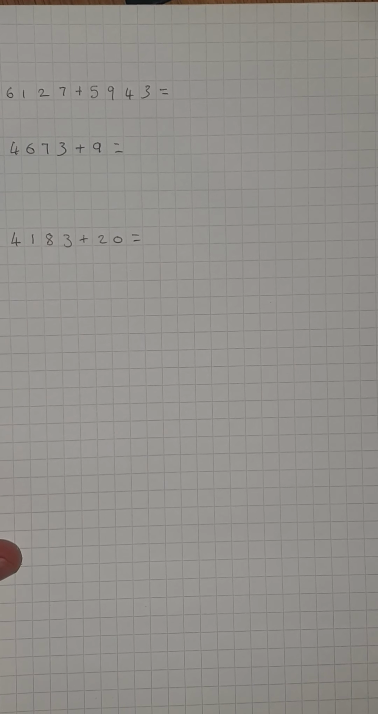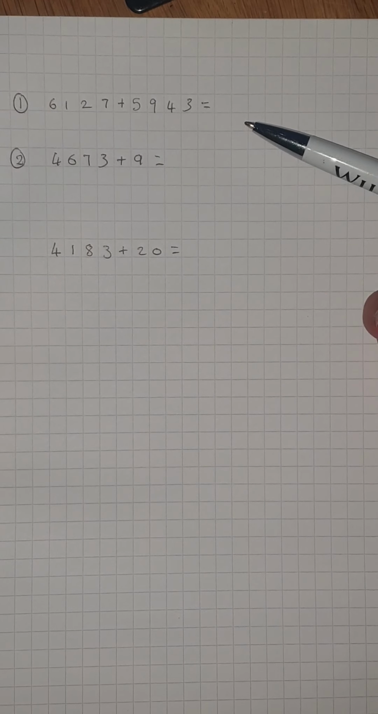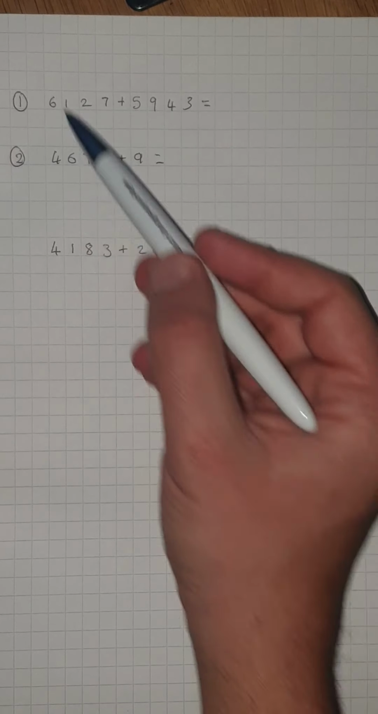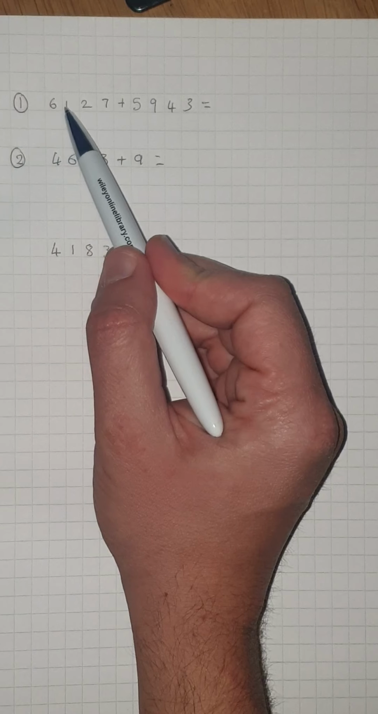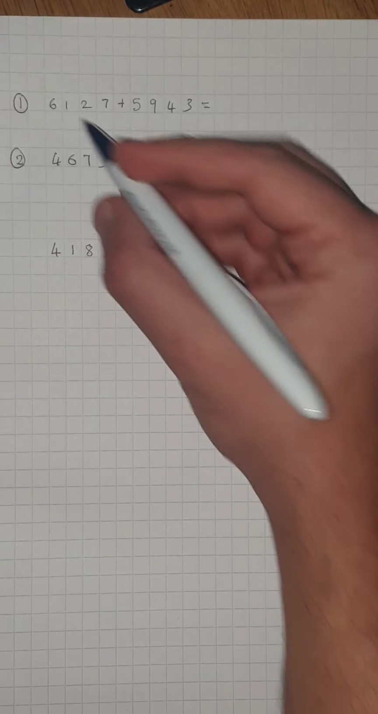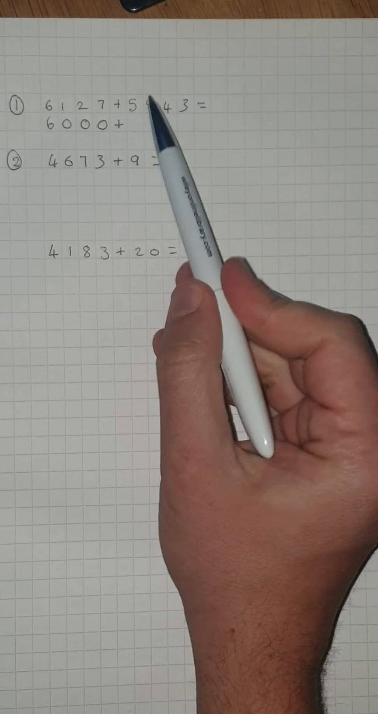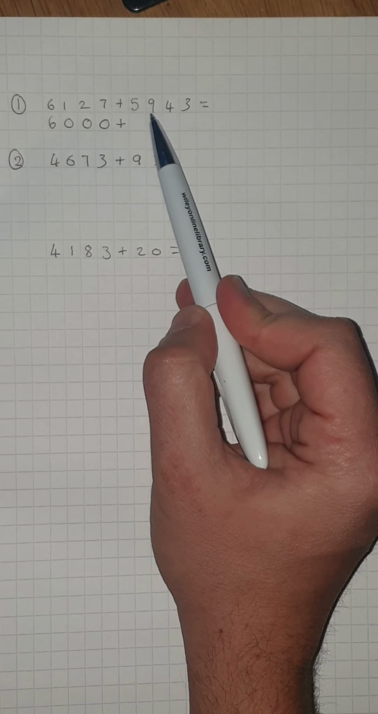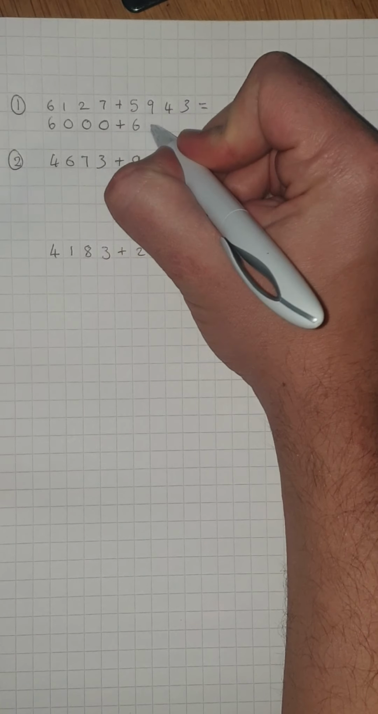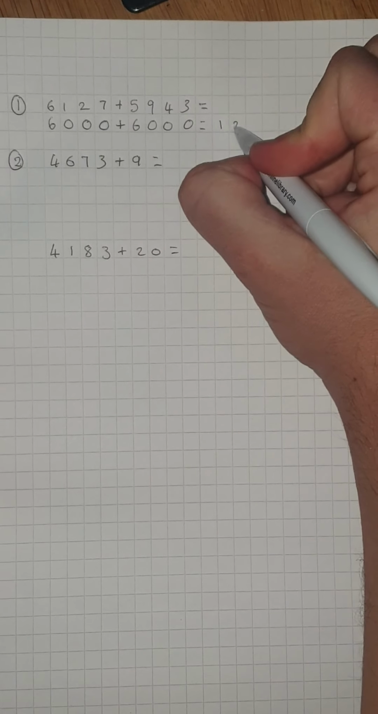So first example I'm going to show you is an example of estimating. So 6,127 plus 5,943. Firstly, we'd round. So I'm going to look at the hundreds to round the thousands. So 1 is 4 or below. It's less than 5, so it rounds down. So that's going to be 6,000. Plus, again, I'm looking at the hundreds to round to the thousands. 9 is a 5 or above, so I'm rounding up. So 6,000 plus 6,000. And the answer should be somewhere around 12,000.